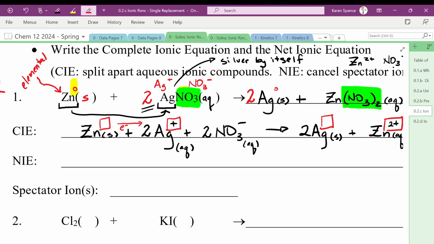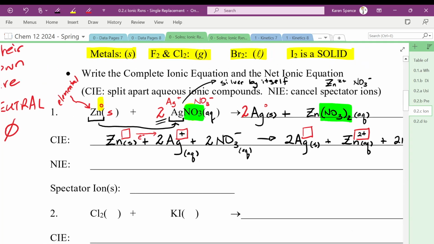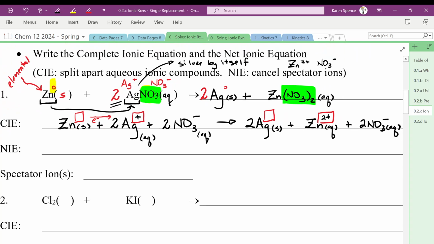You had a question, sorry. Why does it dissociate? Well, wait, does it dissociate? The zinc nitrate? Yes, it does. Okay. And why does it? Was that your question? Yeah.